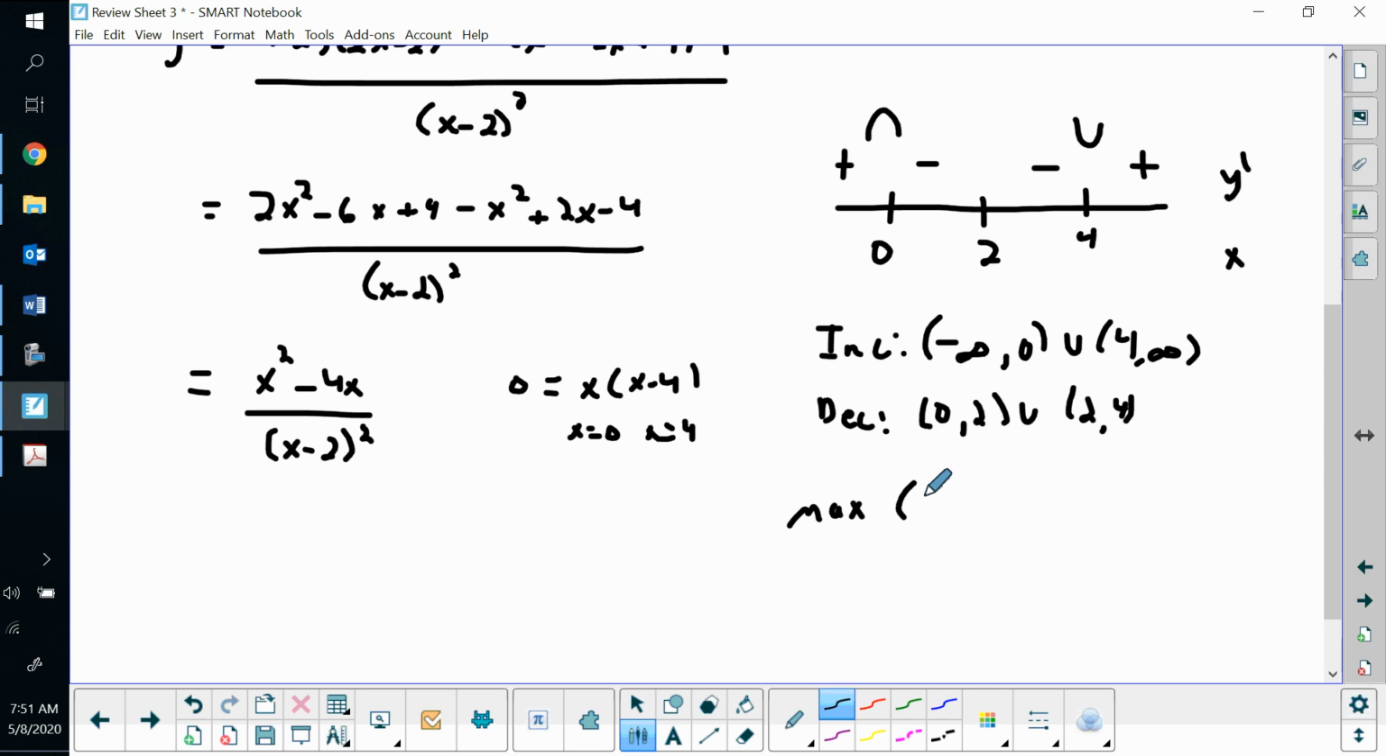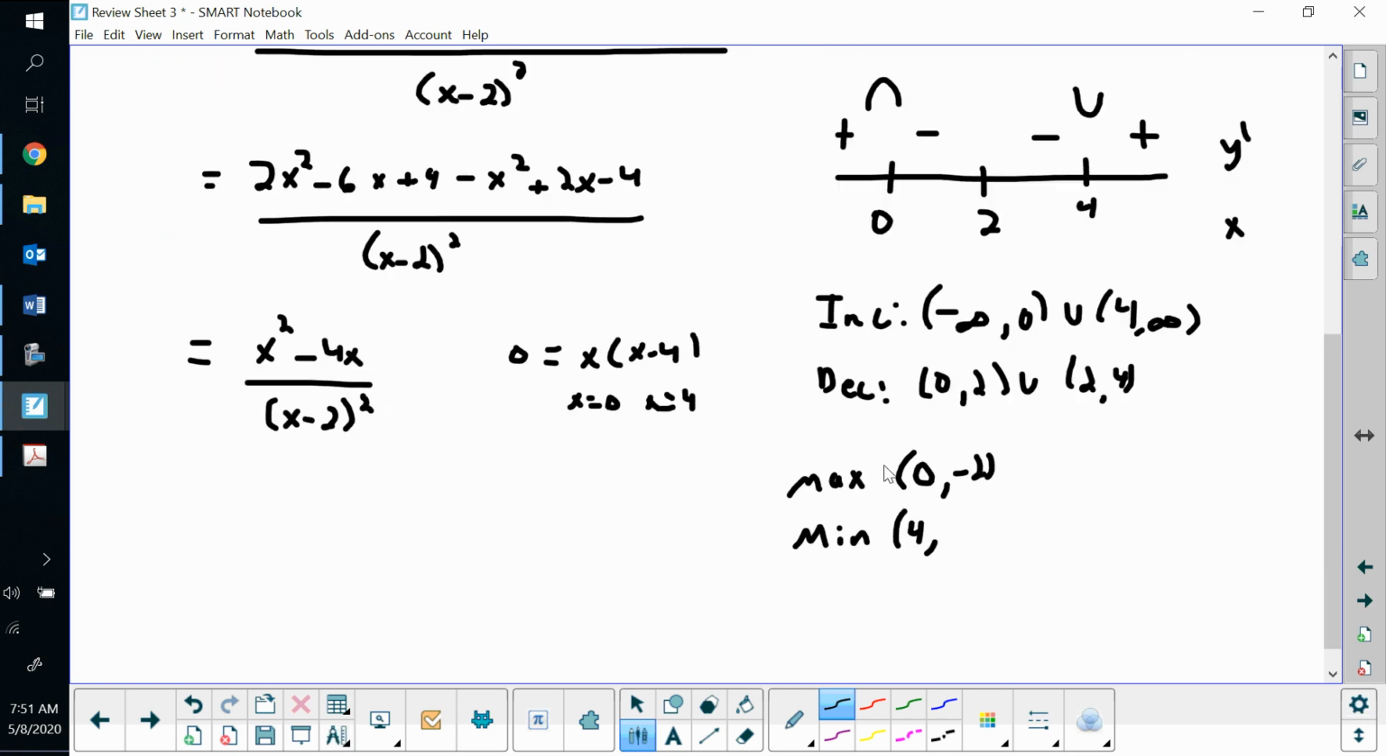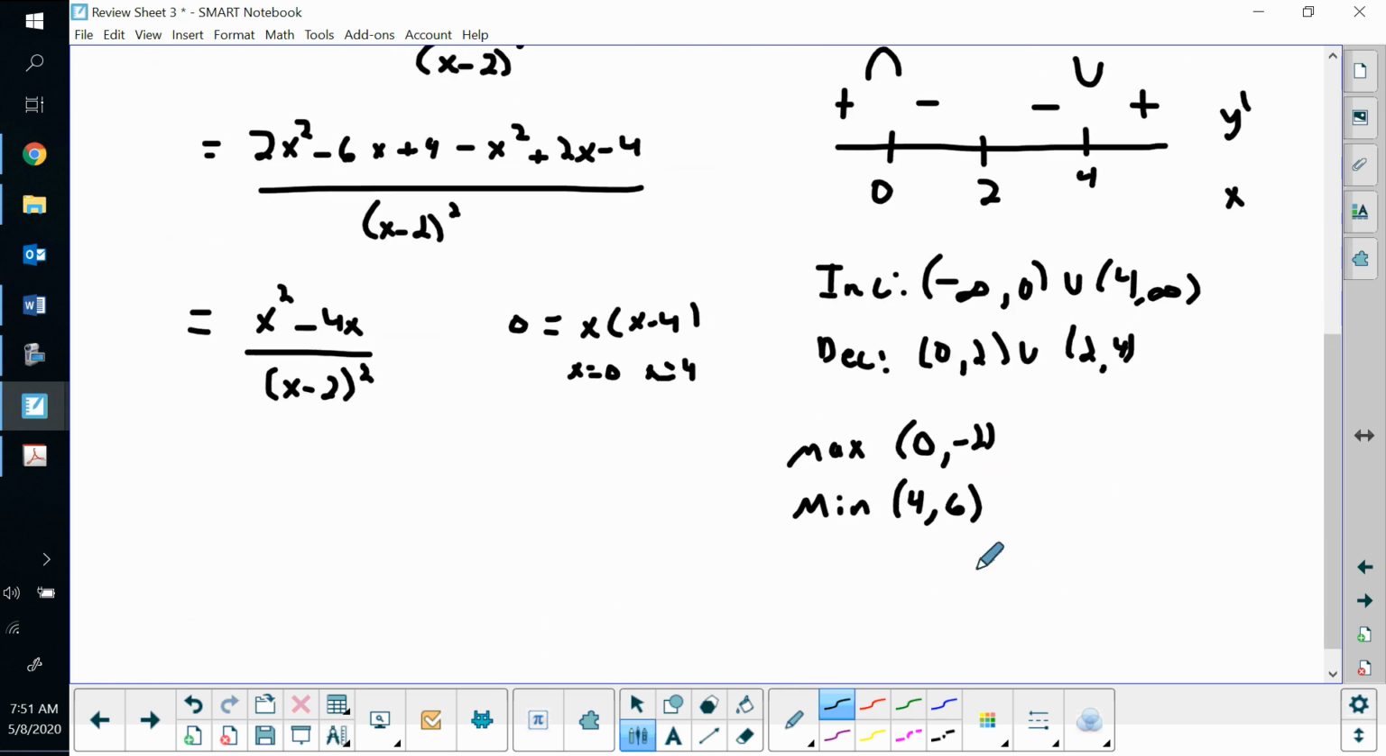Remember, we already know that the y value for the 0 is -2 from the y-intercept. And for the min, to find the y value, we got to go back to the original. So we're going to fill in 4 here. So 4 squared is 16. 4 times -2 is -8. Plus 4 over 4 minus 2, which is 2. So this is 8 plus 4, which is 12. 12 divided by 2, which will give us 6. So we're going to have a min at 4 comma 6.